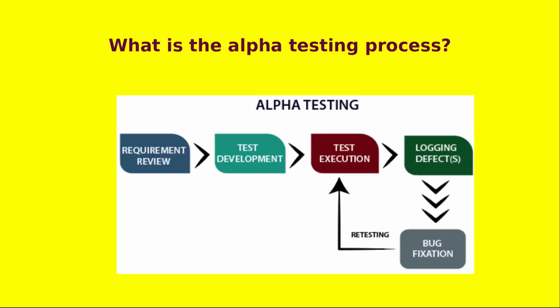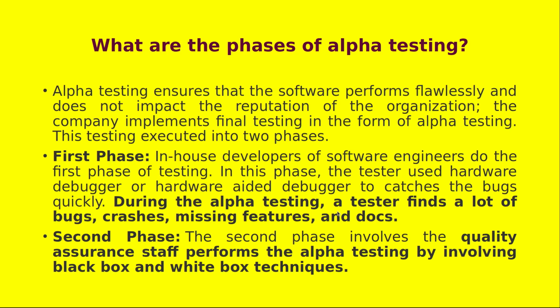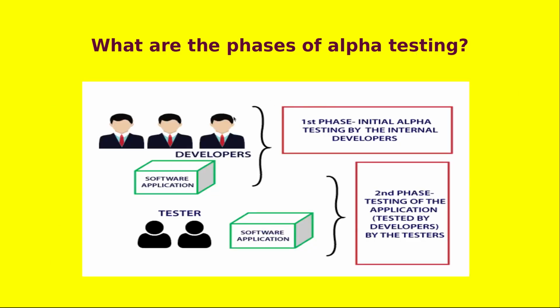So this is the alpha testing diagram, or overall testing process: requirement review, test development, test execution, logging defects, bug fixation, and retesting. What are the phases? There are two different phases in alpha testing. This is the diagrammatic representation of these two phases.